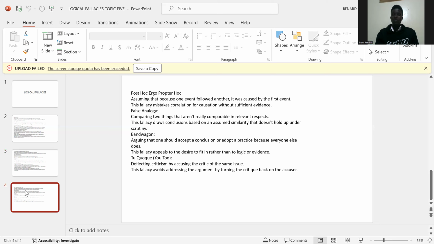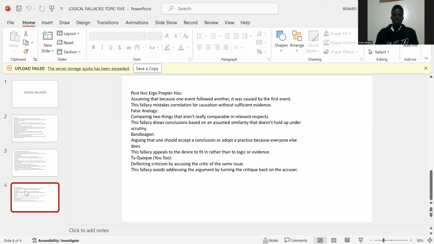The other one is the false analogy: comparing two things that aren't really comparable in relevant aspects. This fallacy draws conclusions based on an assumed similarity that doesn't hold up under scrutiny.